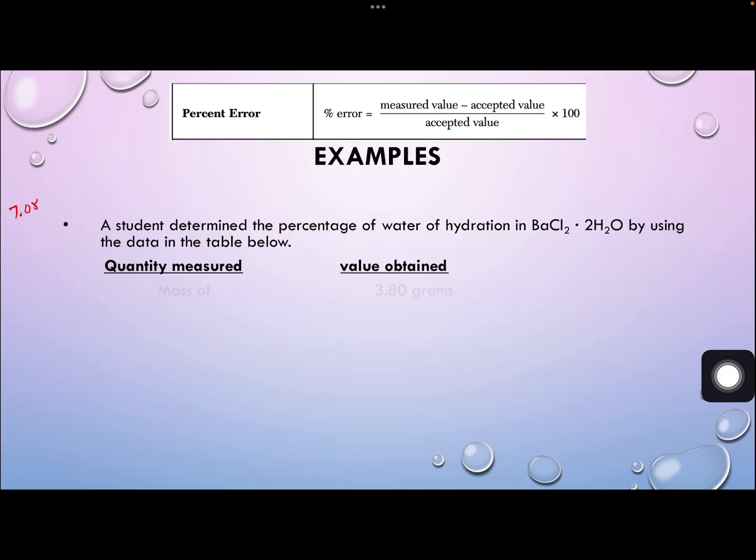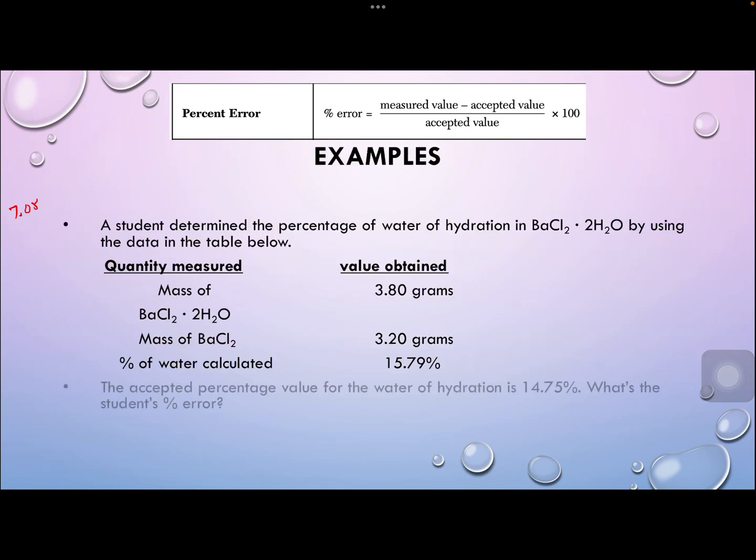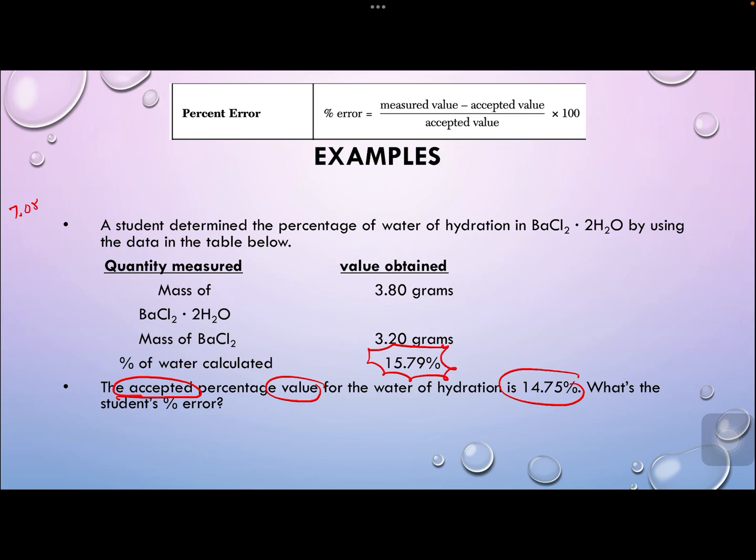And then the second example here, another data table question. The student determined the percentage of water by using the data in the table below. Fantastic. The accepted percent for water was 14.75%. What is the student's percent error? All right, well, the accepted value is 14.75. So that means that this other percentage that's in the data table is what the student got. So that is the measured amount.